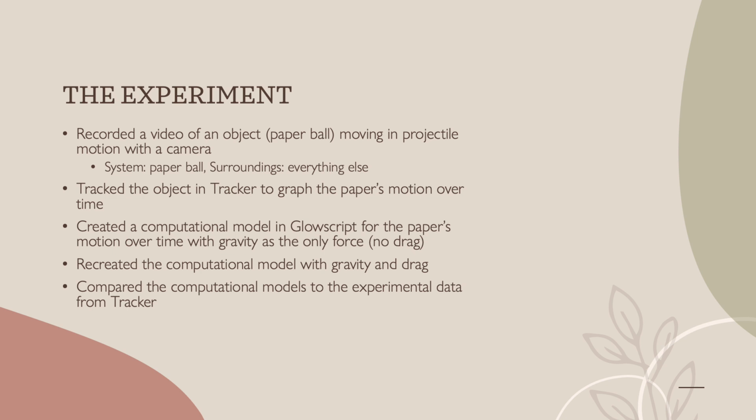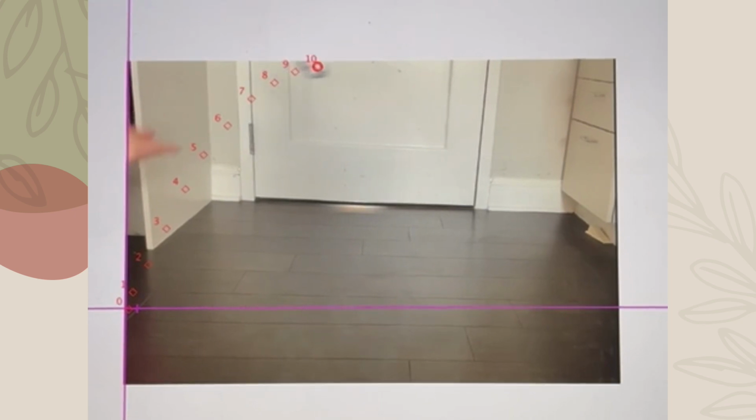Then the second part of the experiment, we created a computational model in GlowScript for the paper's motion over time with gravity as the only force, not including drag, and then we recreated the computational model with gravity and drag included. And finally, we compared the two computational models to the experimental model that we received from our data in Tracker. So this is the video of the paper ball in motion.